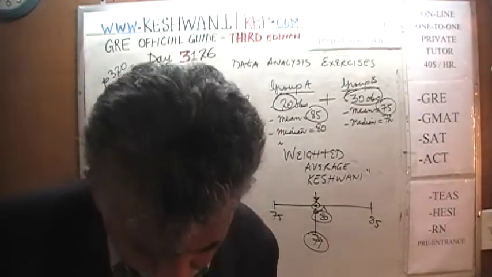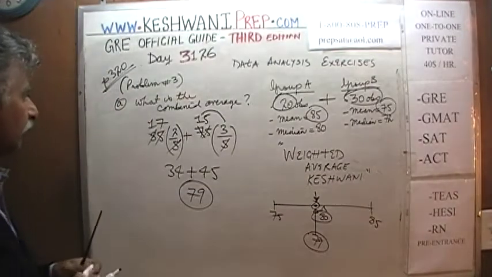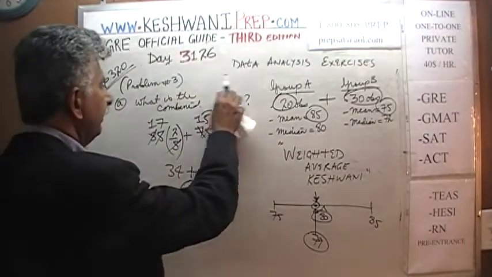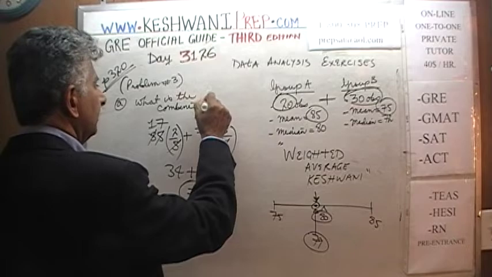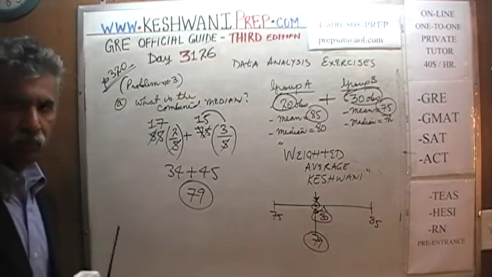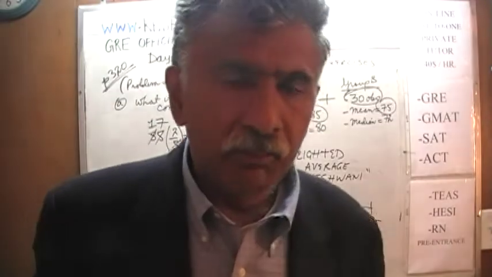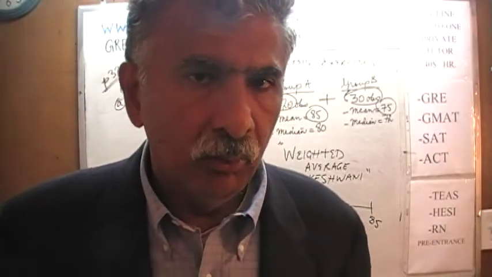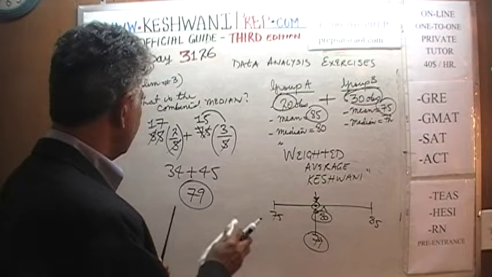The next question is, what is the median of the combined observations? What is the combined median? When we put the two groups together, we know that we're going to have 50 observations. The question is, what's the median of these 50 observations?